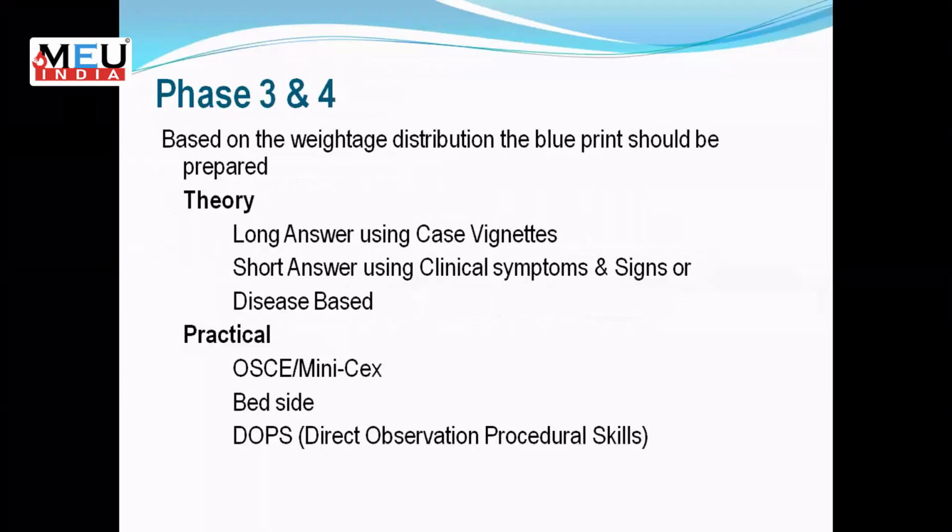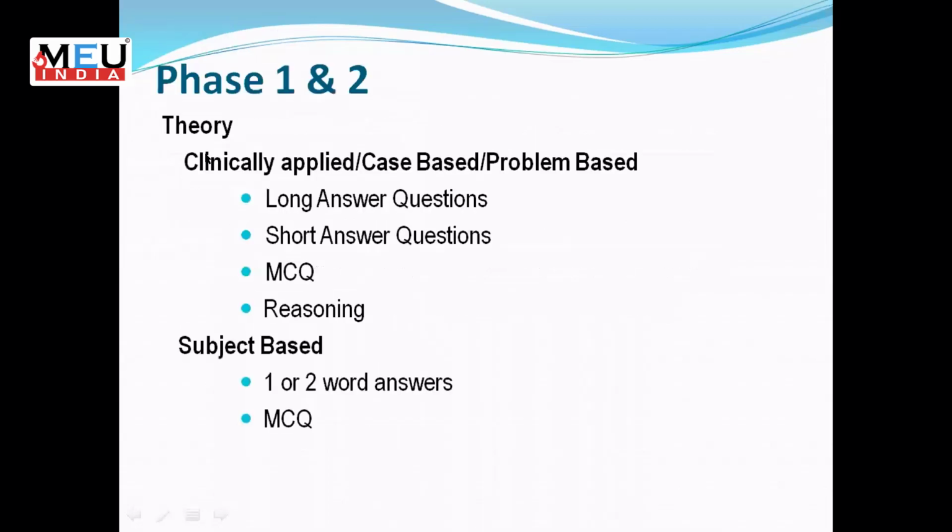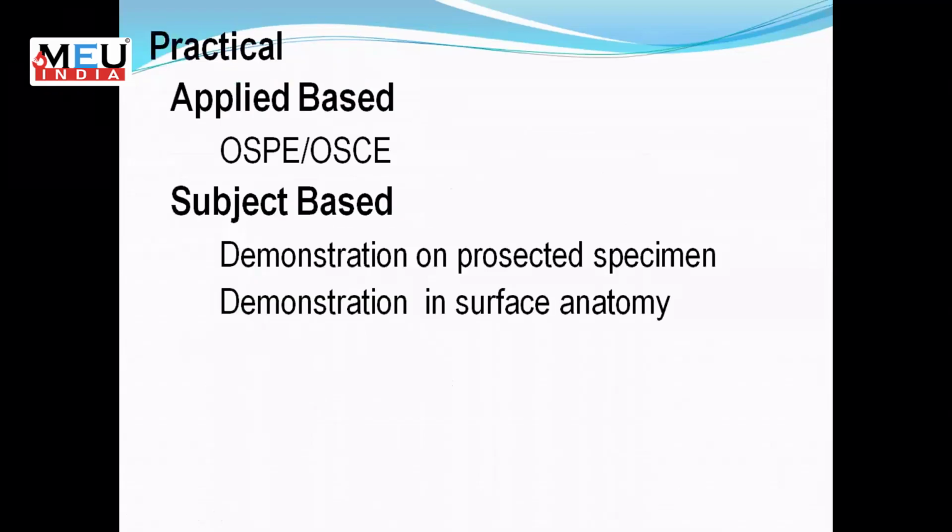In phase 3 and 4, based on the weightage distribution, the blueprint should be prepared with a long answer, short answer, and a disease-based one. The practical will go with the OSCE, mini-CEX, bedside, and the DOPS. And we are not going to concentrate much on this part, 3 and 4. For phase 3 and 4, we are going to go with phase 1, where we have the theoretical part and the practical part.